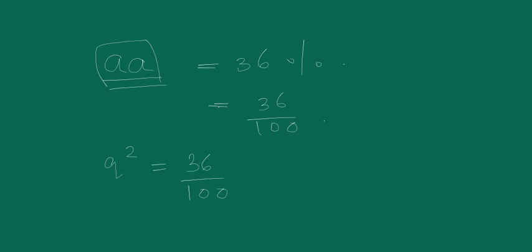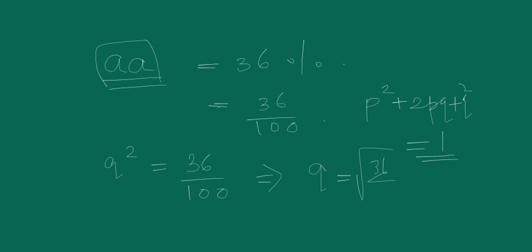There is an equation, like you might have known: p square plus 2pq plus q square is equal to 1. That is the a plus b whole square formula. We will be applying this here according to the Hardy-Weinberg law. So you will be getting q square is equal to 36 by 100, and q is equal to root of 36 by 100, that you can write as 6 by 10, and that will be equal to 0.6.